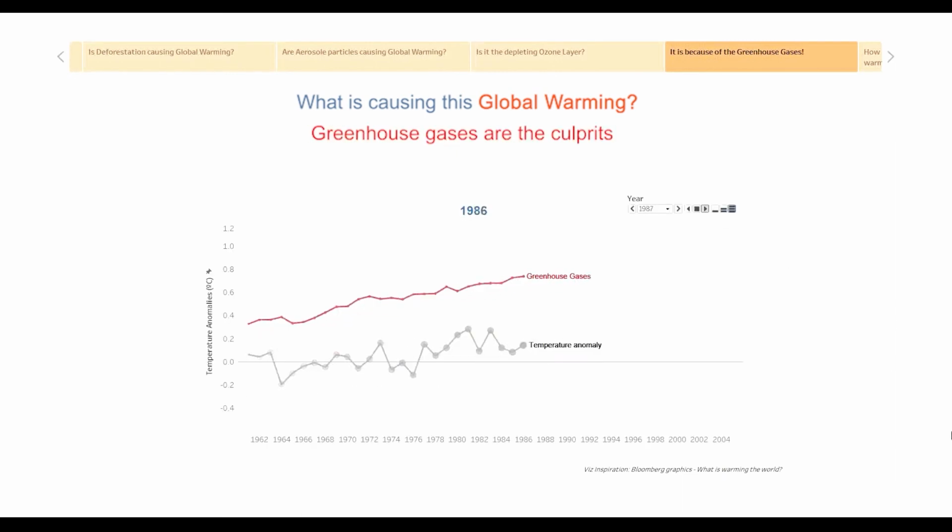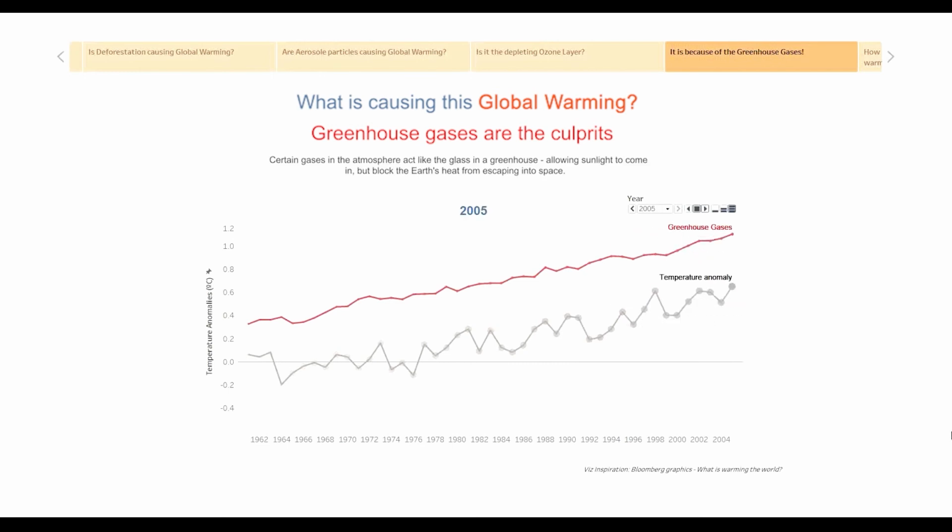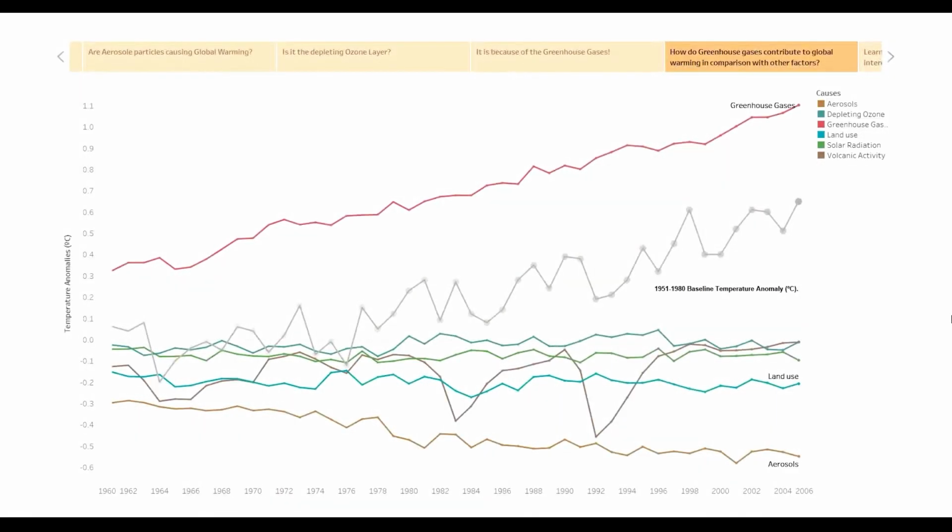Oh yes, look at the red line climbing throughout the years. Certain gases in the atmosphere act like glass in a greenhouse. They allow the sunlight to come in but block the heat from escaping into the atmosphere. Check out how greenhouse gas contribution compares with the other causes.